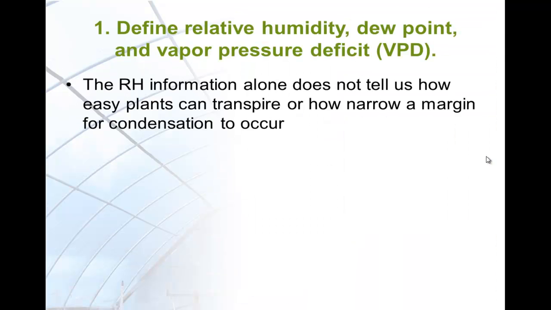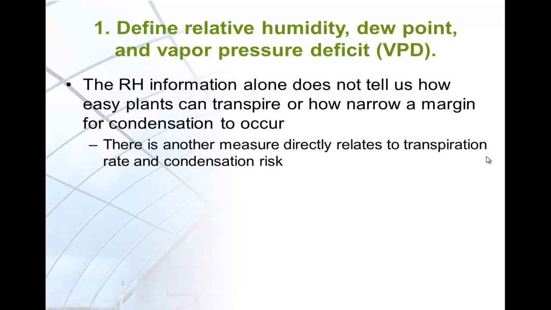We discussed relative humidity in the previous few slides, but the relative humidity information alone does not tell us how easily plants can transpire or how narrow a margin for condensation to occur. And this is very important for a greenhouse manager to decide when dehumidification is needed for humidity control purposes. There is another measure directly related to transpiration rate and the condensation risk.